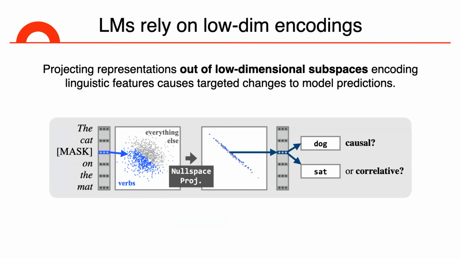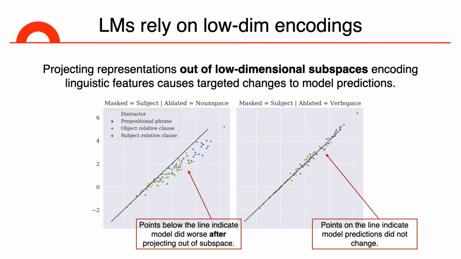And finally, we show in the paper that these low dimensional subspaces are causally related to the model's performance. So in particular, if you mask a word in the sentence and take the masked word representation and project it out of a subspace encoding some linguistic information, you can make targeted changes to the model's behavior. Specifically, if you mask the subject of a sentence and project it out of the space distinguishing nouns, you can damage the model's ability to get the correct number of the noun. So where it should be predicting a plural noun, it will now be much closer to predicting a singular noun. And you can see that by the points that are below the line here. That's how many it damaged the model's behavior for.